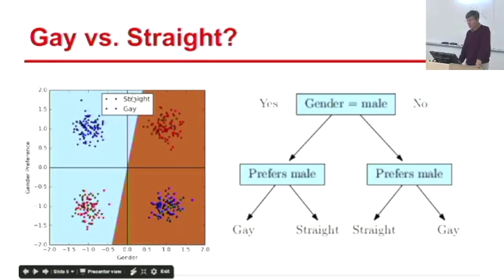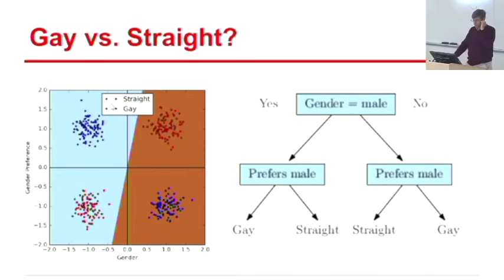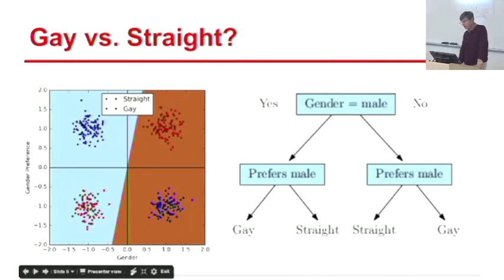But does everybody see that in this case there would be no single separating line you could define in preference and gender space that would separate them? On the other hand, there is a very simple decision tree of height 2 that would be able to do it. This is what we call a decision tree, and that's what I'm going to talk about for a lot of today.